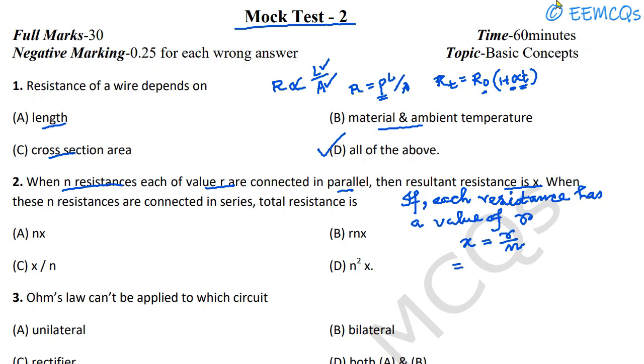Each resistance has a value of nx. So now these n number resistances of R value are connected in series. That means the new equivalent resistance when these resistances are connected in series will be n into small r, that will be equal to n into nx. That means this will be n square x. Okay. So what will be the option here? The answer, option D here will be the correct answer.